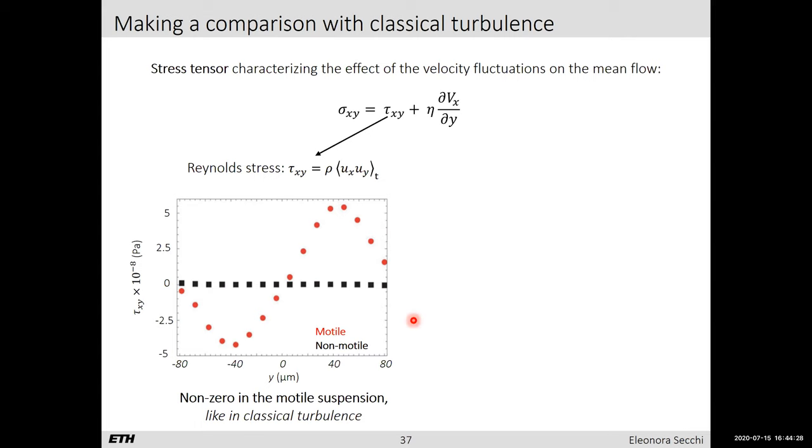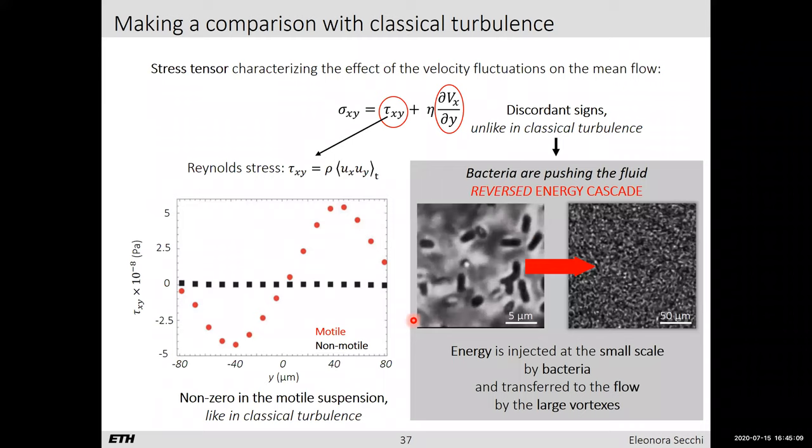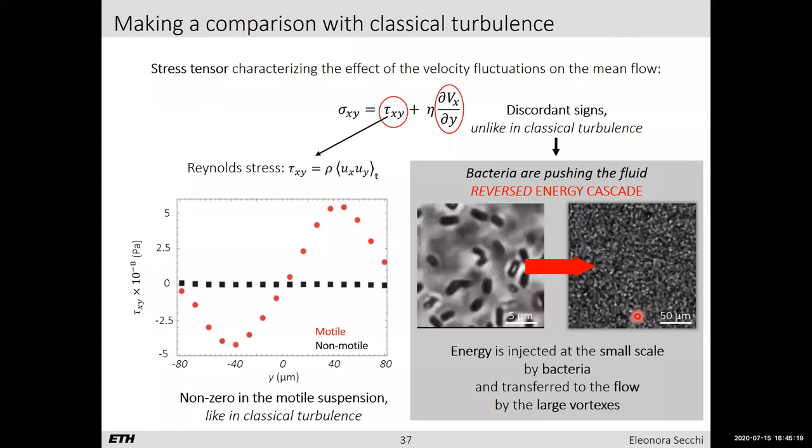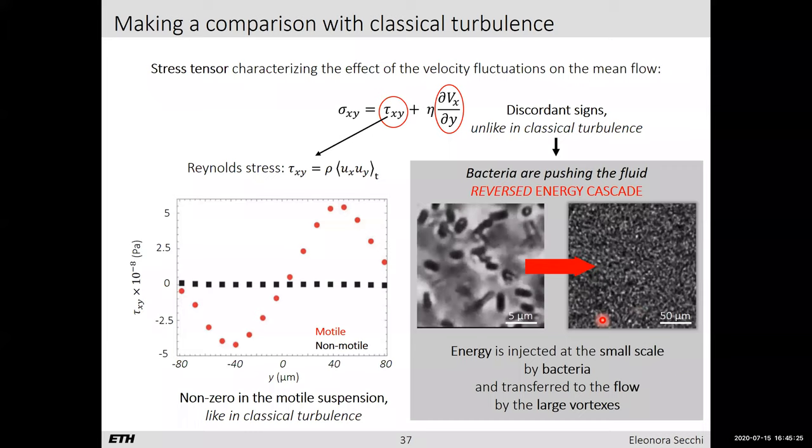Then, if we consider the sign of the two elements, of the two parts of the stress tensor, we see that in our case, the sign is discordant. And this is the opposite from the classical turbulence, because in the classical turbulence, normally they have the same sign. And this basically tells that the Reynolds stress is causing an increase in the viscosity of the suspension. While in our case, the fact that the sign is discordant means that the Reynolds stress is causing a decrease in the viscosity. And this means that bacteria are pushing the fluid and injecting energy from the small bacterial scale to the large scale of the flow by creating the vortices and interacting among each other.